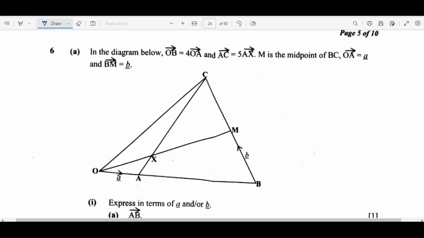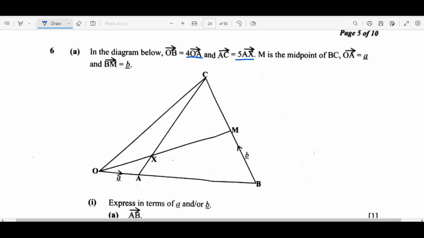We want to continue with question 6. So question 6 has to do with vectors. In short, we've been given OB vector, which is 4 OA, and then AC, we have been given 5 AX, and then M is the midpoint of BC, and then we've been given that.